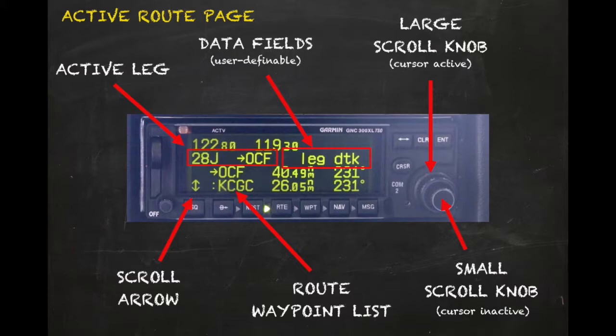Likewise, the data immediately adjacent to KCGC Airport represents a leg distance and track from OCF to KCGC. The data fields can be changed based on your personal preferences. Let's see how that's done.